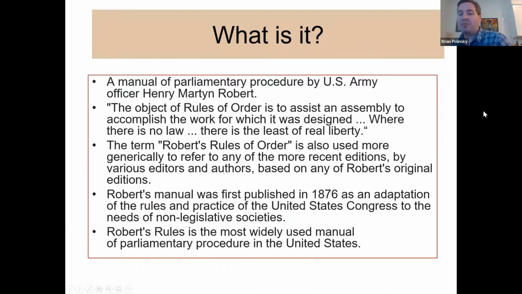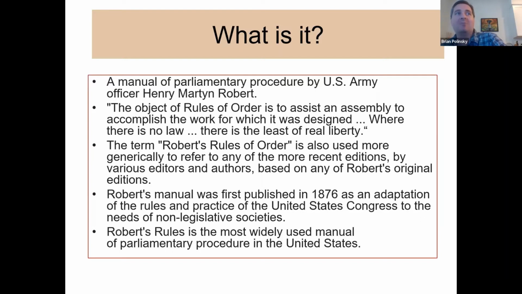So the first question: we're talking about Robert's Rules of Order. What actually is Robert's Rules of Order? Well, it's a manual of parliamentary procedure. It was created by a US Army officer back in the 19th century, and his name was Henry Martin Robert. Below I have a quote from him.